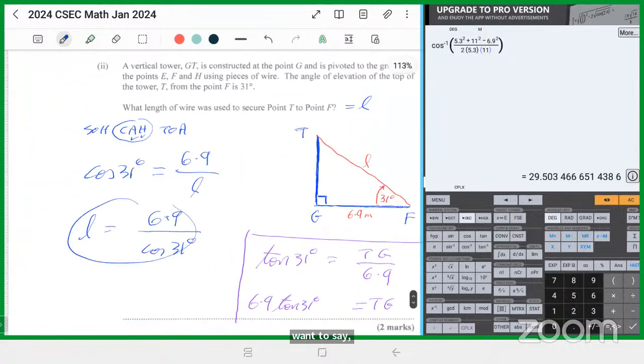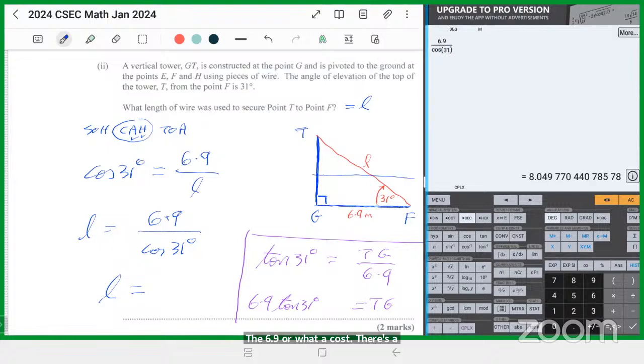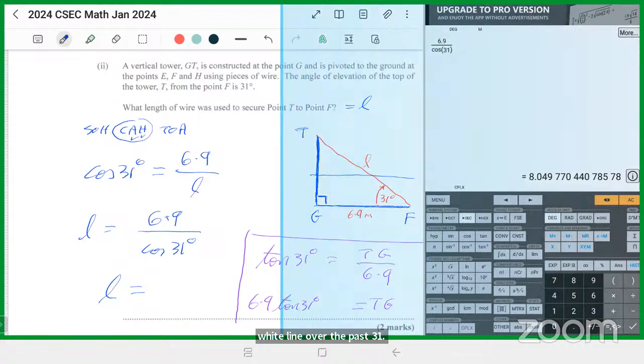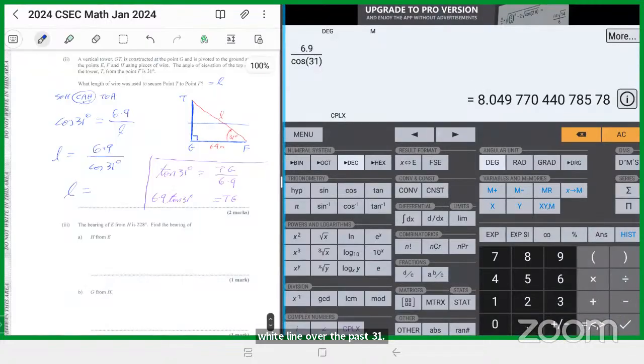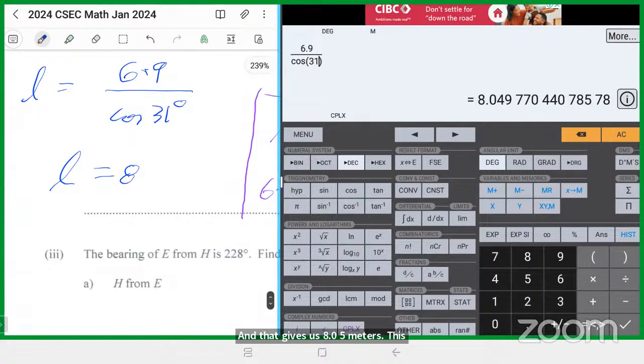I'm working this out. So the L will be equal to, on the calculator, the fraction 6.9 over the cos of 31. And that gives us 8.05 meters. I'm working in meters.